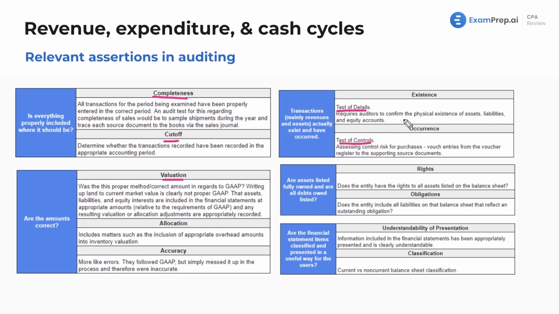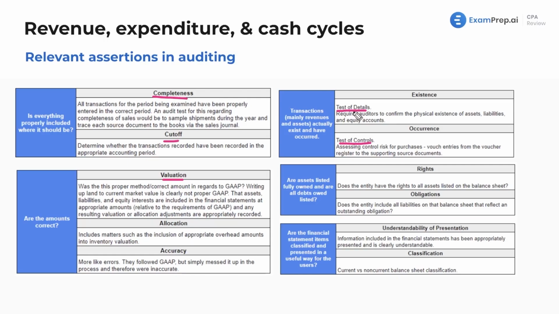Moving on to existence and occurrence. Here, transactions, and we're going to talk mainly about revenues and assets. And why is that? Well, because revenues and assets are more likely to be overstated. Obviously, this applies to all the transaction classes. Did they actually exist, and have they actually occurred?